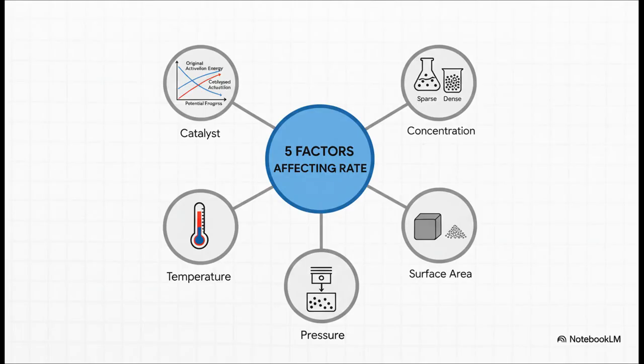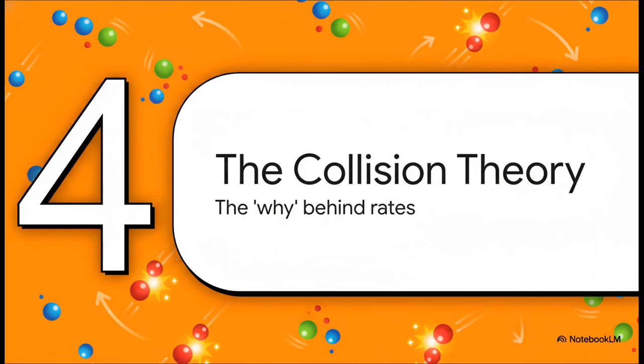For your exam, you need to have these 5 factors memorized, no question. They are concentration or pressure if you're dealing with gases, the surface area of your solids, the temperature, and finally, whether or not you're using a catalyst. But why? Why do these things actually change the speed?